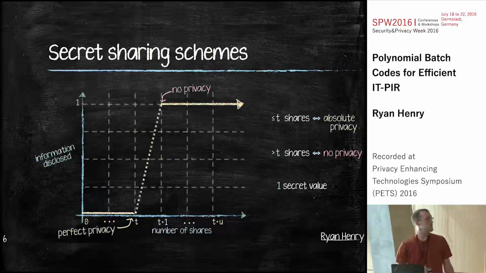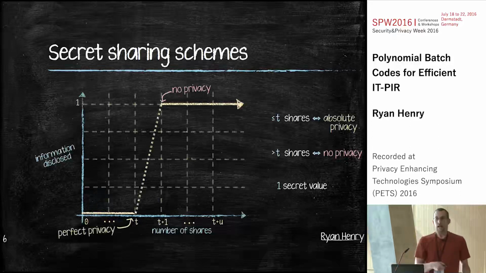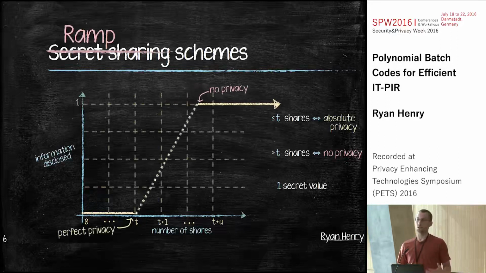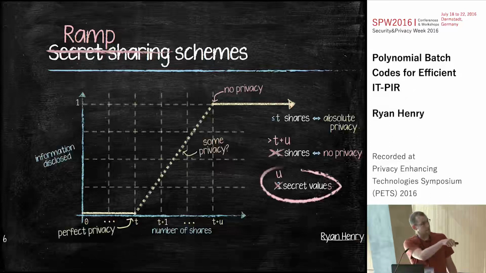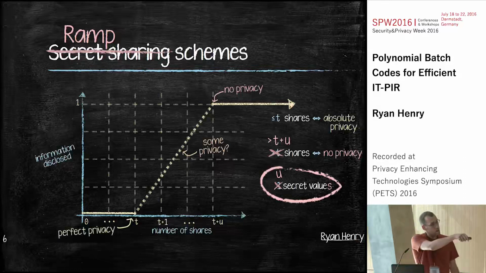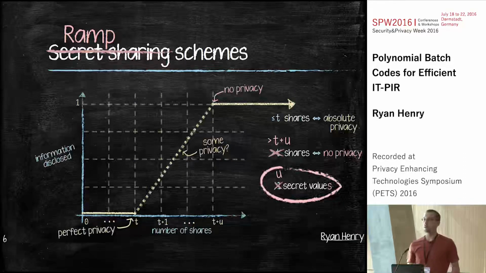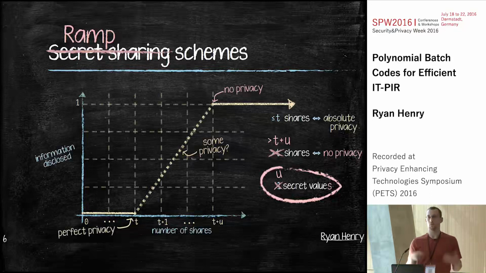So in a typical secret sharing scheme, we have some parameter, I'm calling it T here. If the attacker gets their hands on T or fewer shares, they learn nothing at all about what the secret is. But as soon as they have T plus 1 or more shares, they have the entire secret. And a ramp scheme just relaxes this so that if you have T or fewer shares, you still have no information about the secret. But in order to get complete information about the secret, you now have to have T plus U shares, where U is some parameter that's at least 1.